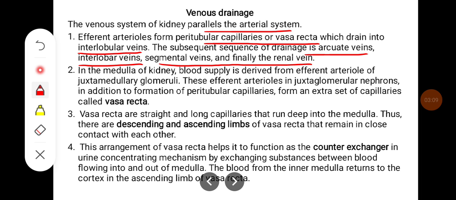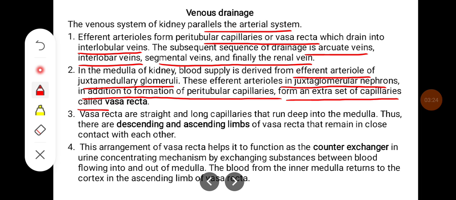In the medulla of kidney, blood supply is derived from efferent arteriole of juxtamedullary glomeruli. These efferent arterioles in juxtamedullary nephrons, in addition to formation of peritubular capillaries, form an extra set of capillaries which are called vasa recta. Vasa recta are straight and long capillaries that run deep into the medulla. Thus, there are descending and ascending limbs of vasa recta that remain in close contact with each other.